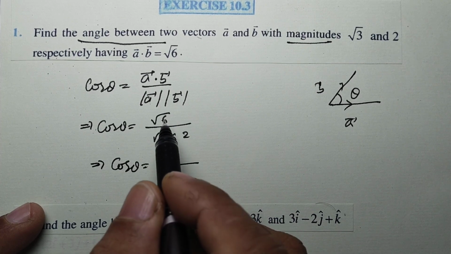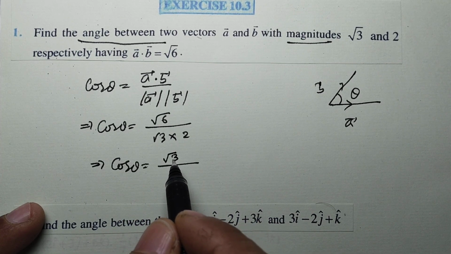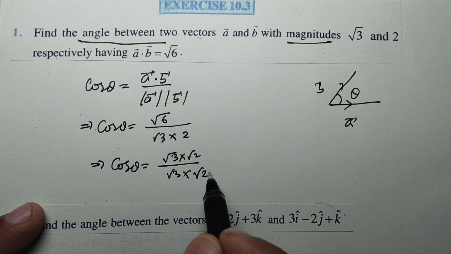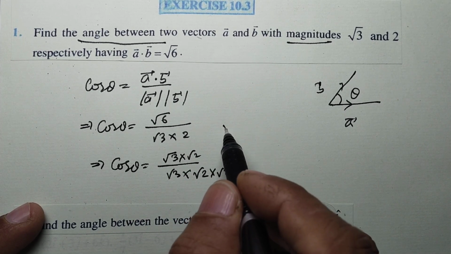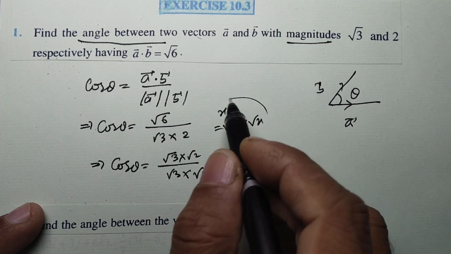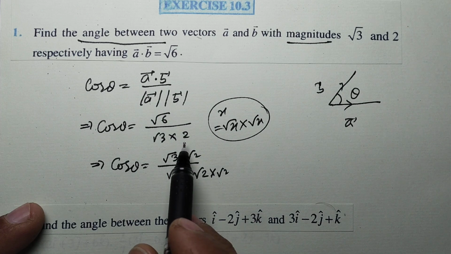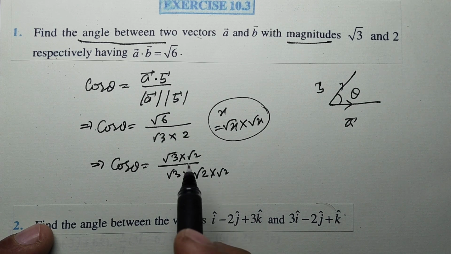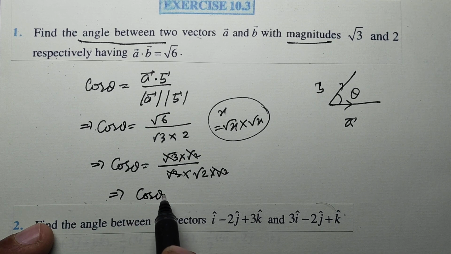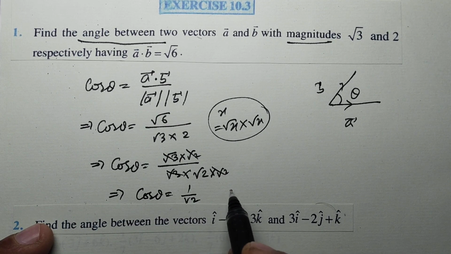Cos theta is equal to root 6, we can write root 3 into root 2, and root 3 is the same. 2 can be written as root 2 into root 2. It is like this, x can be written as root x into root x. So writing 2 as root 2 into root 2, we can cancel. And finally remaining, cos theta is equal to 1 by square root of 2.